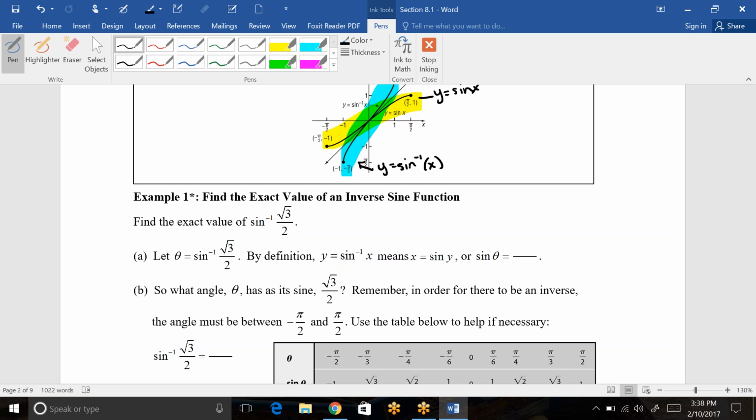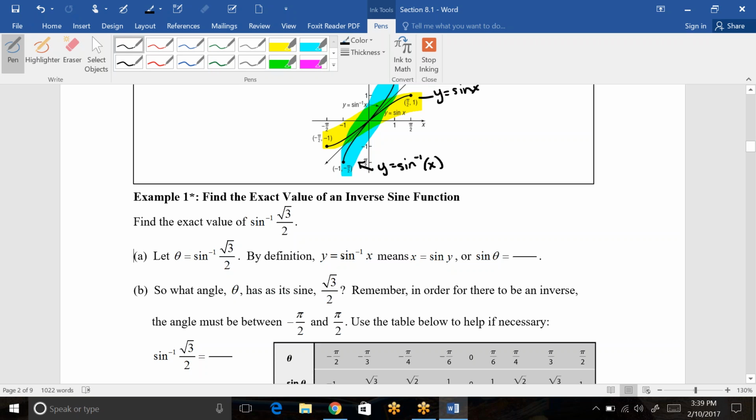So look at mine right here. We're going to actually start out with one that has the inverse already. We want to find the exact value of sine inverse of square root of 3 over 2. Notice this is a ratio because we're in the inverse. So we first say let theta equal sine inverse of square root of 3 over 2. Because remember, when you're doing the inverse, the angle is the answer.